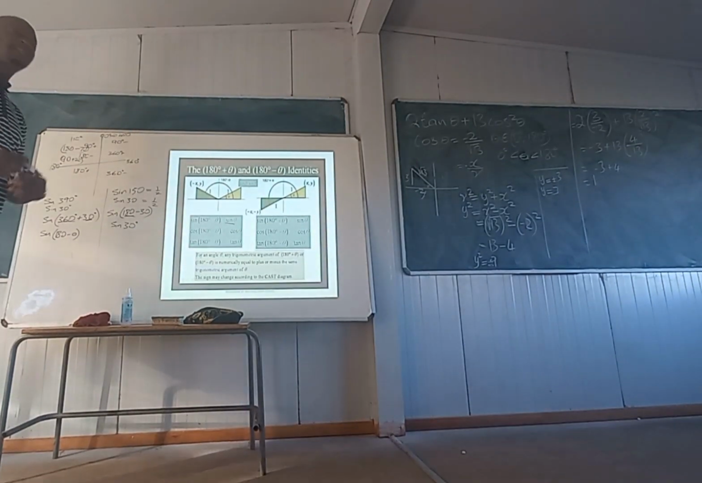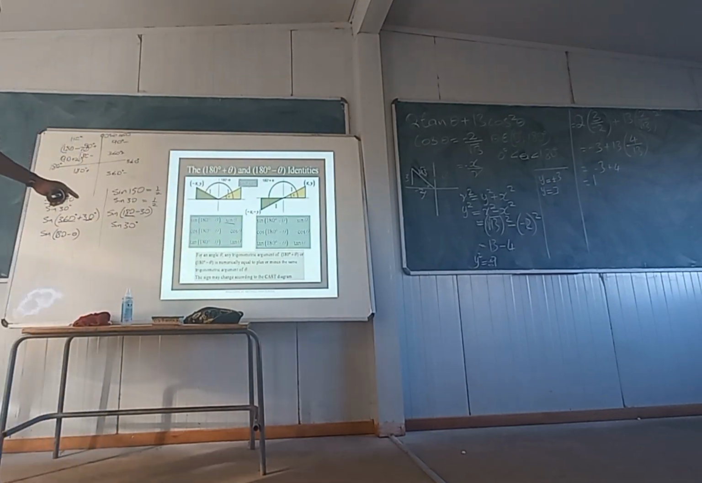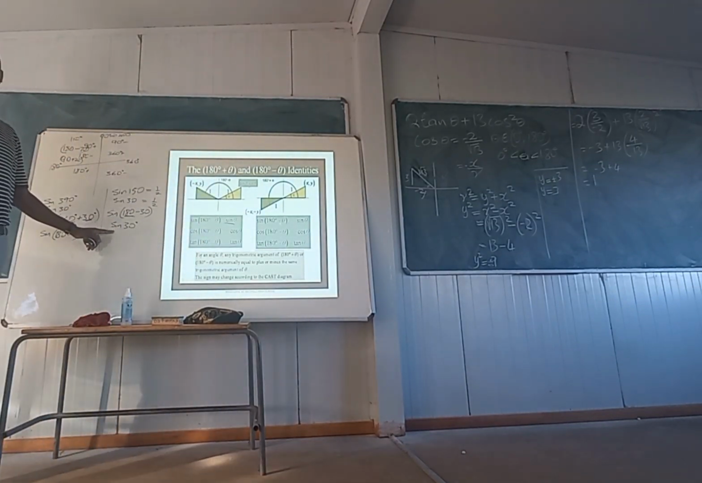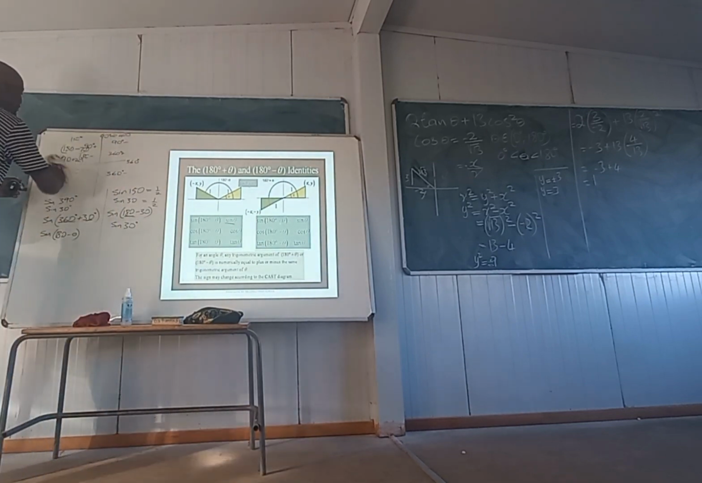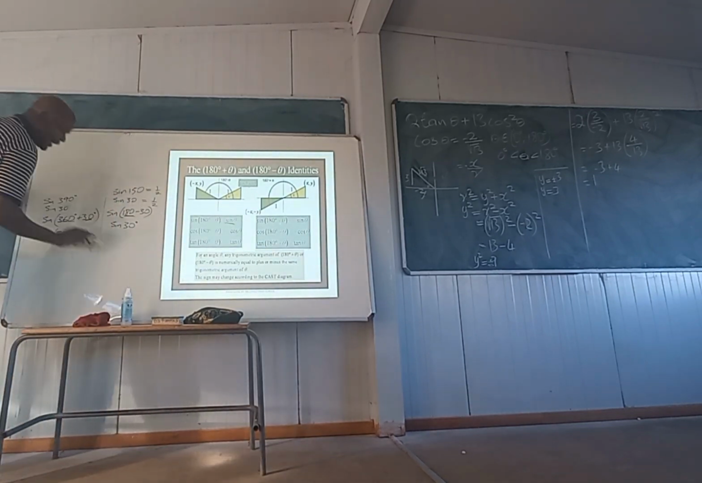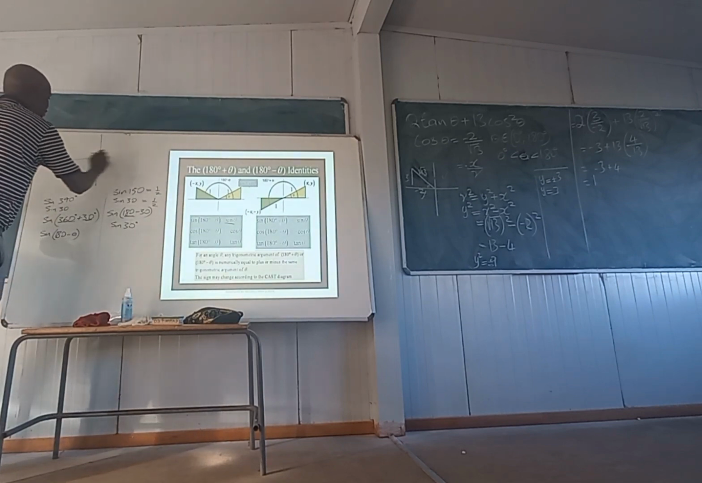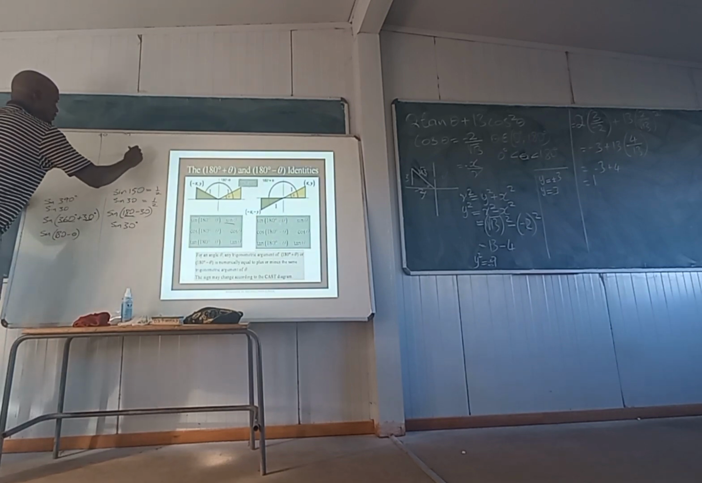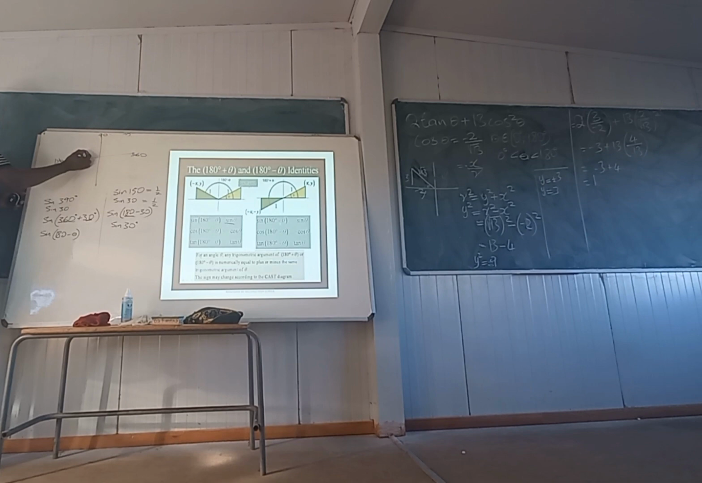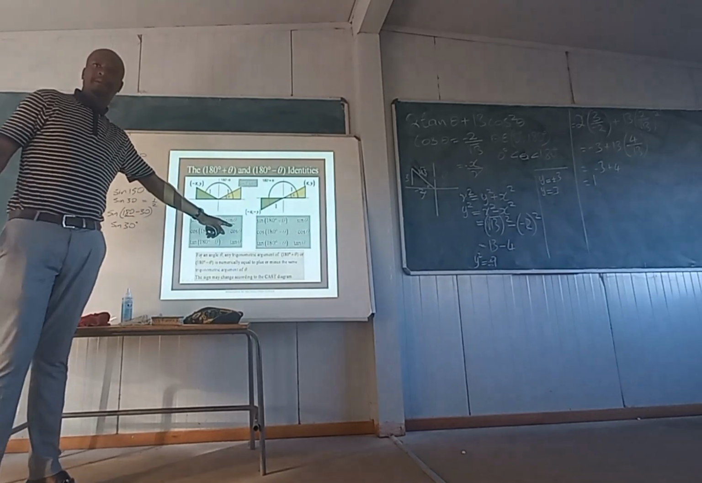Now with reduction formula, the sign can be negative or positive. Why is it positive here? It is positive because sine of 180 minus theta is in the second quadrant, where sine is positive. That's why we get the positive sine theta.